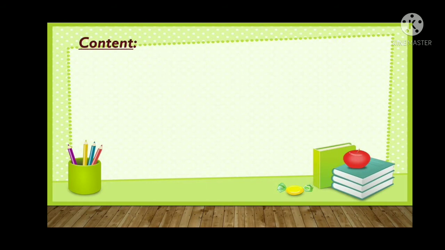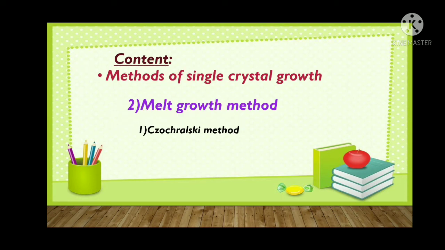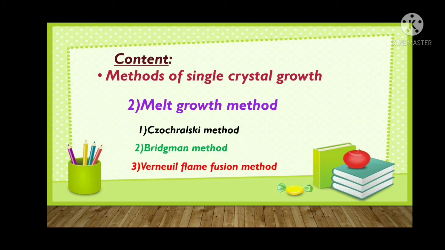In melt growth method we know that again we have three methods. First one is the Czochralski method, then we have the Bridgman method, and third one is the Verneuil flame fusion method. The first two methods, the Czochralski method and the Bridgman method, were covered in the previous video session. In this video session we are going to discuss the last method of melt growth, that is the Verneuil flame fusion method and its advantages.